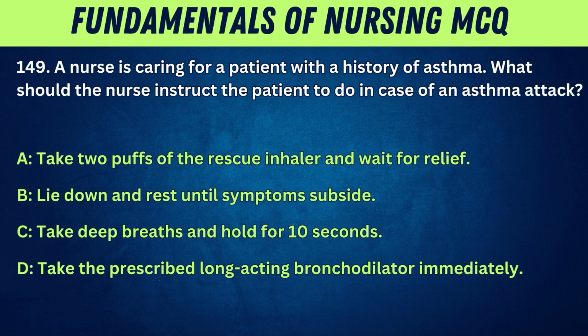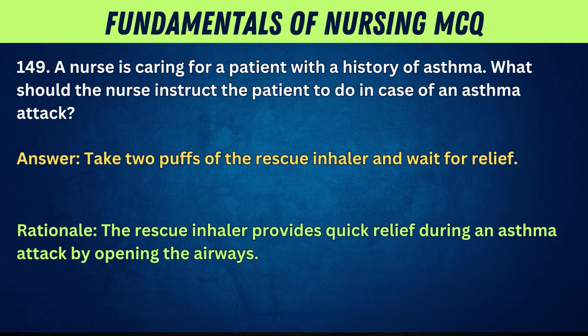149. A nurse is caring for a patient with a history of asthma. What should the nurse instruct the patient to do in case of an asthma attack? A. Take 2 puffs of the rescue inhaler and wait for relief. B. Lie down and rest until symptoms subside. C. Take deep breaths and hold for 10 seconds. D. Take the prescribed long-acting bronchodilator immediately. Answer. Take 2 puffs of the rescue inhaler and wait for relief. Rationale. The rescue inhaler provides quick relief during an asthma attack by opening the airways.